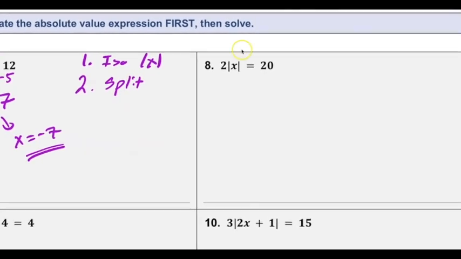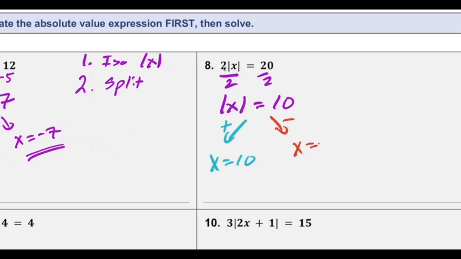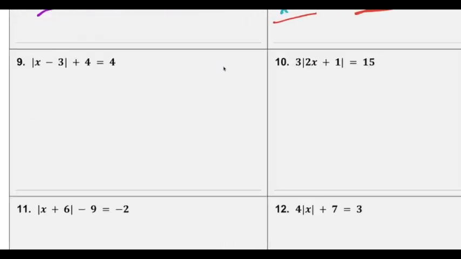Over here, and now when you're multiplying, it actually doesn't matter. We can split it right away, but let's keep the same formula. We're trying to isolate this guy. So let's get rid of the 2. We're going to do that by dividing by 2. So absolute value of x is equal to 10, and then we'll split it. So we have the positive, x equals 10, and then we have the negative, x equals -10. And there's our answers.